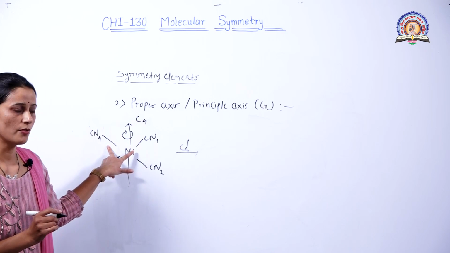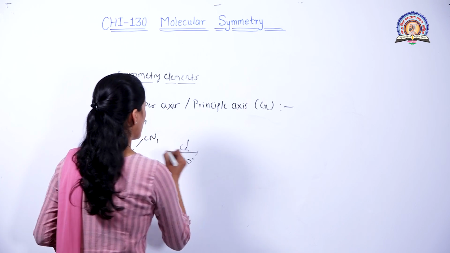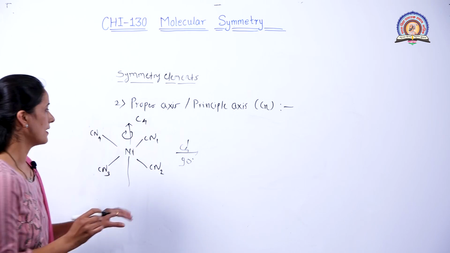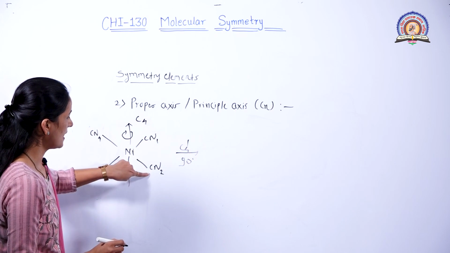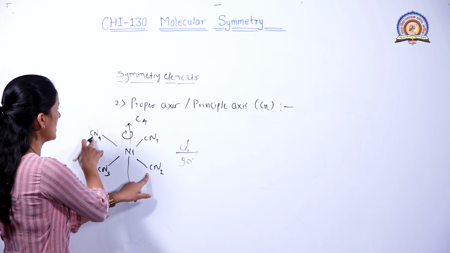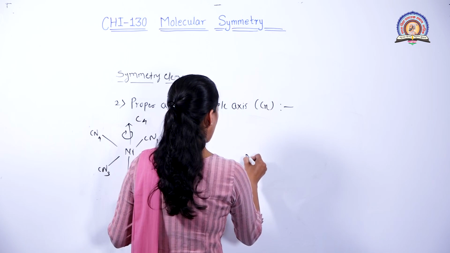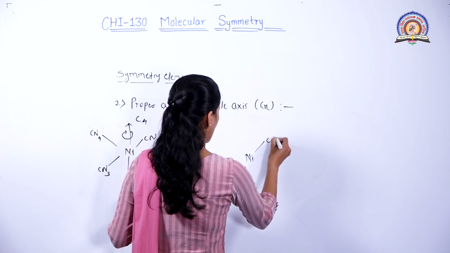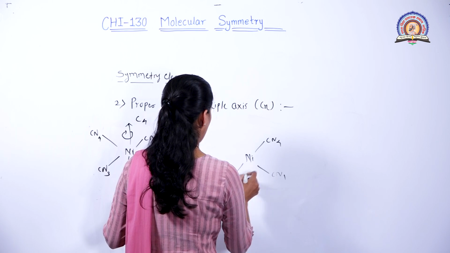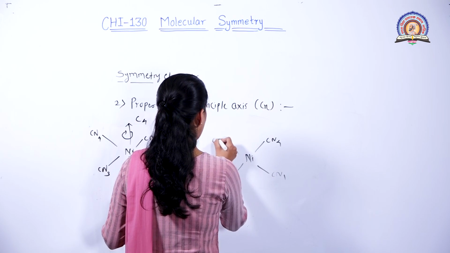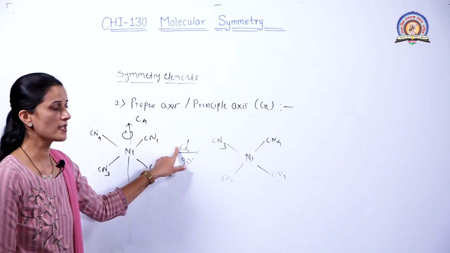360 divided by 4 is equal to 90 degrees. So we have to rotate this molecule by 90 degrees. So C4, first operation at 90 degrees. C1 is here, C2 is here, C3 is here and C4 is here, CN4 is here. So Ni, CN4, CN1, CN2 and CN3. Okay, this is the first operation, that is C4 1.